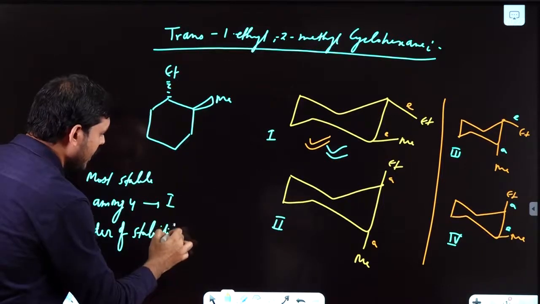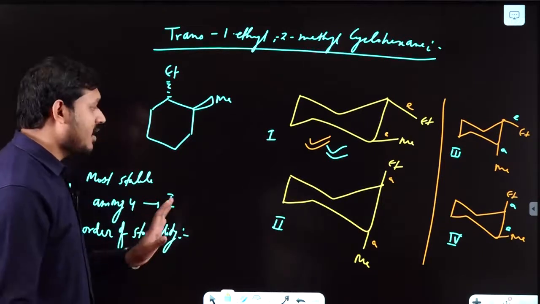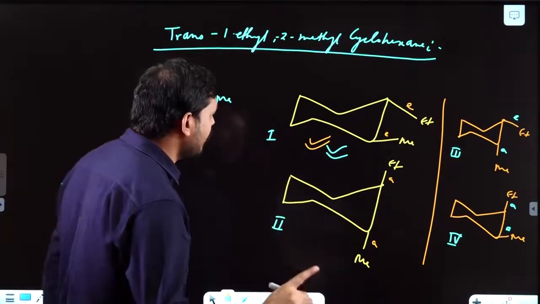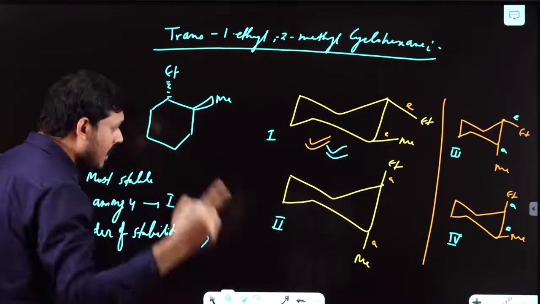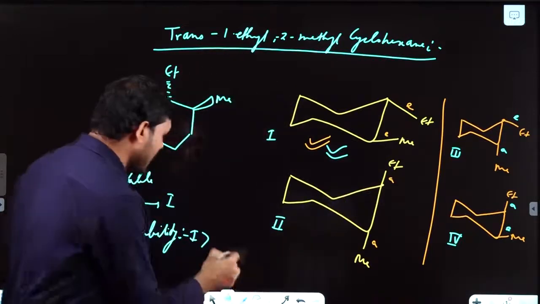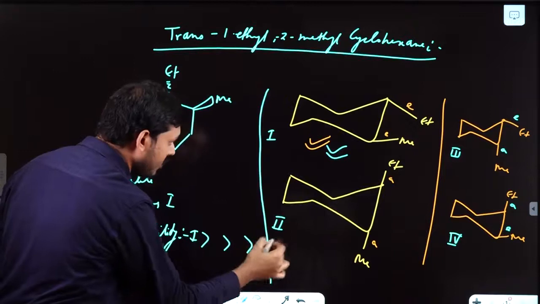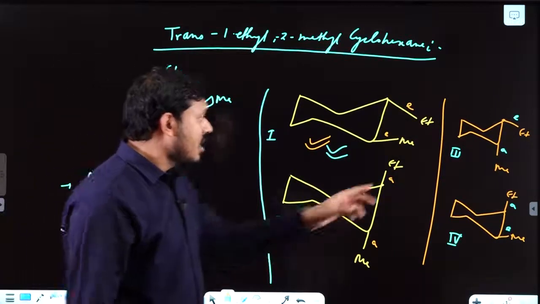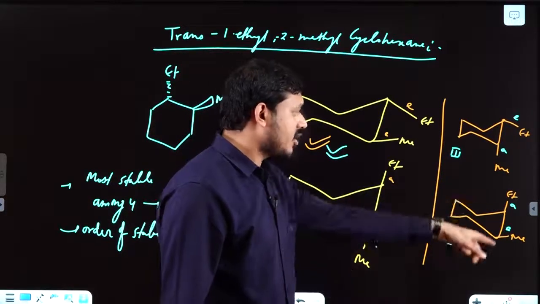now this you need to understand, because this is one of the best examples to make you understand about equatorial and axial positions. Among these 4 cases, you have to understand when both are in equatorial, that will be most stable, but when both axial, that will be least stable. So second will be least stable. Now the question arises, among third and fourth, which will be more stable? Because the groups are not same.